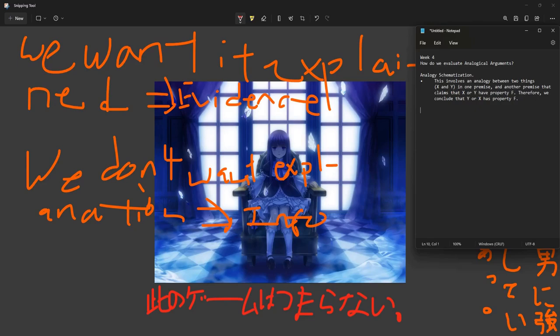Simple enough. So let's schematize. That would be: X and Y are analogous, which is P1. P2 will be that X has property F, and then C1 would be that Y has property F. That's how you would schematize an analogy.